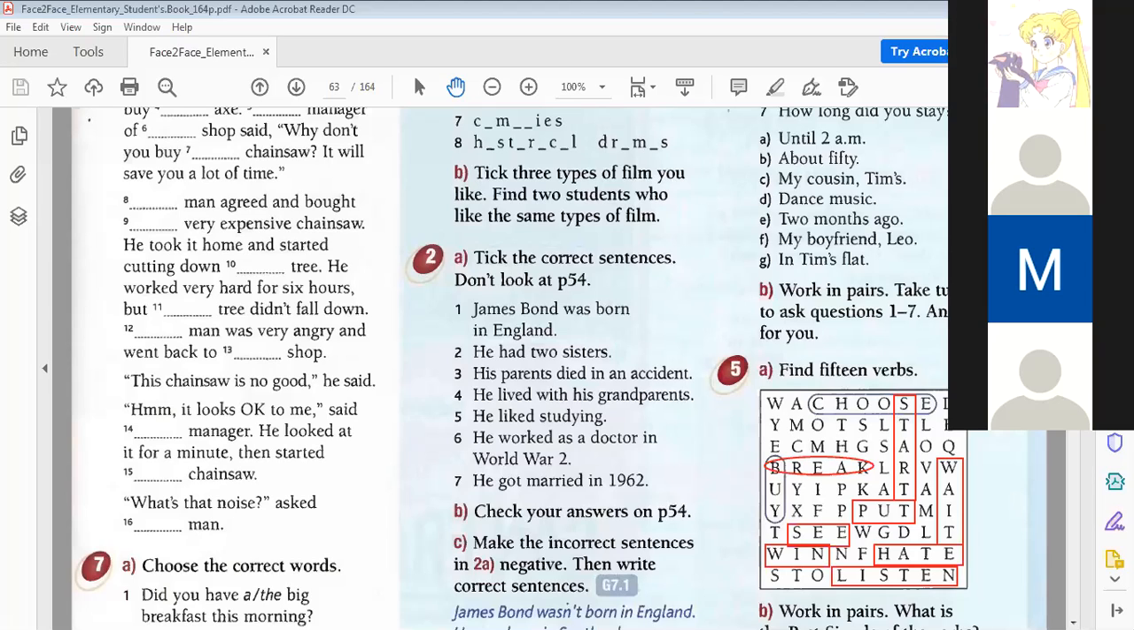Number 6. What is it, Rani? Ben. Number 6. Ben. I can't see Ben. The P is next to the B. Pen. But pen, is it a verb? No, pen is a noun, I think. Yes, it is a word. You're right, but it's not a verb.